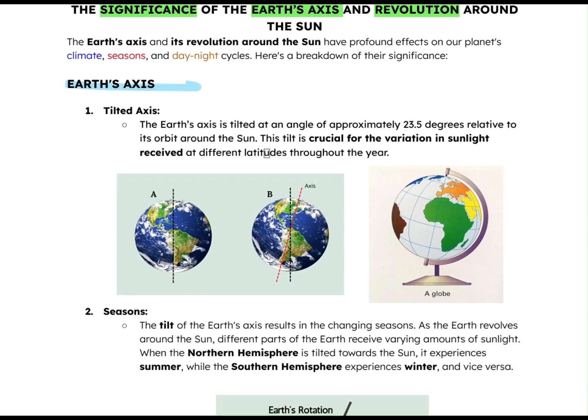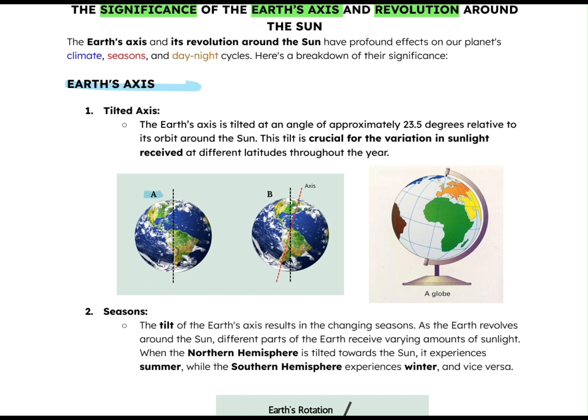Now, the first point here is the tilted axis. The Earth's axis is tilted at an angle of approximately 23.5 degrees relative to its orbit around the sun. This tilt is crucial for variation in sunlight received at different latitudes throughout the year. In other words, let's look at this depiction, right?